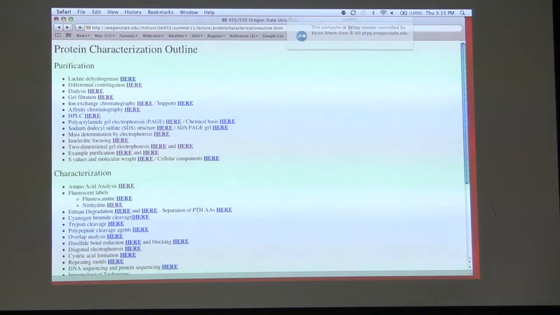But the process was exceedingly time intensive. So to give you an idea, to determine the 10 amino acids at the amino terminus of a protein by the Edman degradation method might well take over 24 hours.